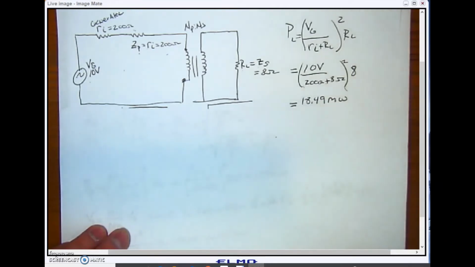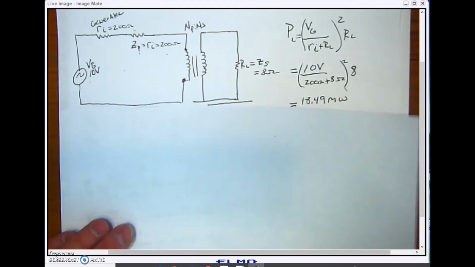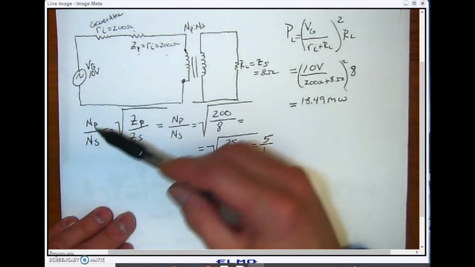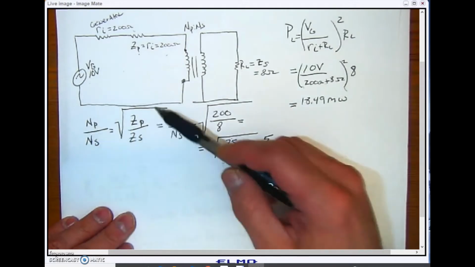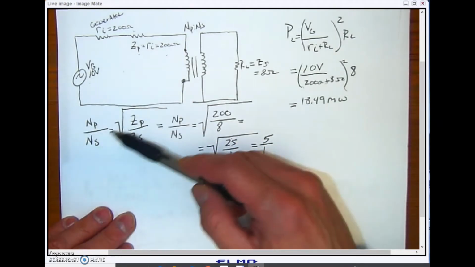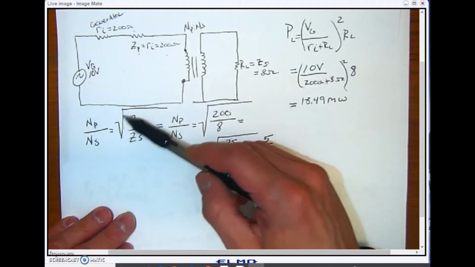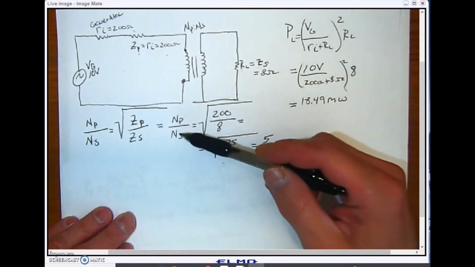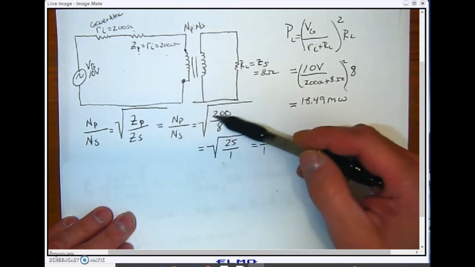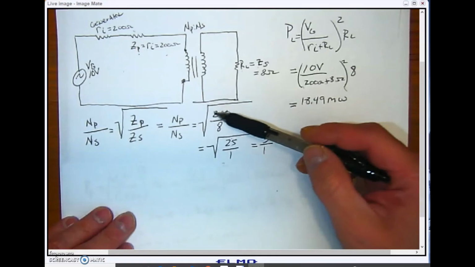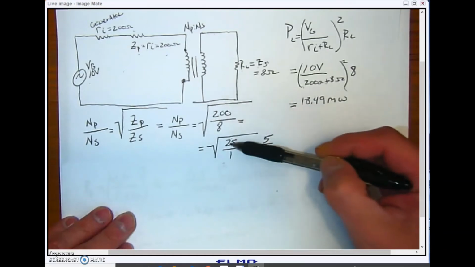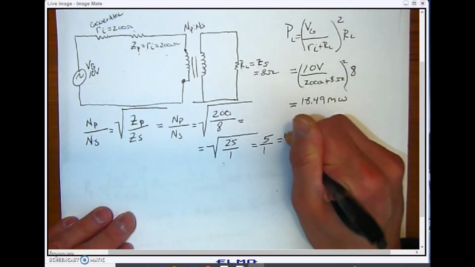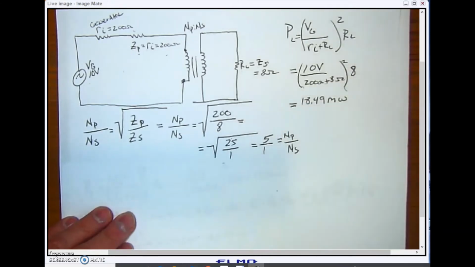So the next part we want to do is look at the turns ratio of this circuit. We could say that NP over NS is equal to the square root of ZP over ZS. In this case, NP over NS is going to be equal to the square root of 200 over 8. Since this is a square root, we're going to get 25 over 1, which gives us 5 to 1. So this is going to be equal to NP over NS. Keep that in mind.